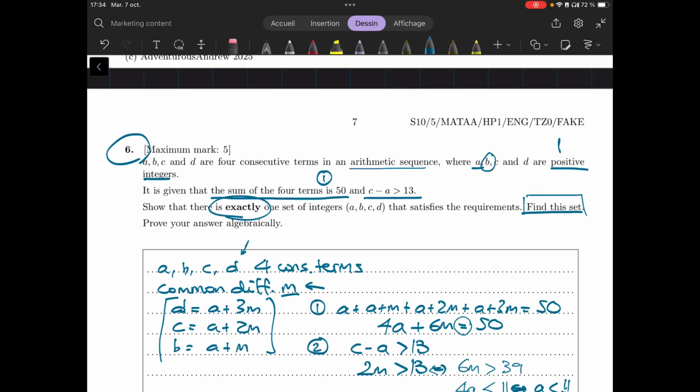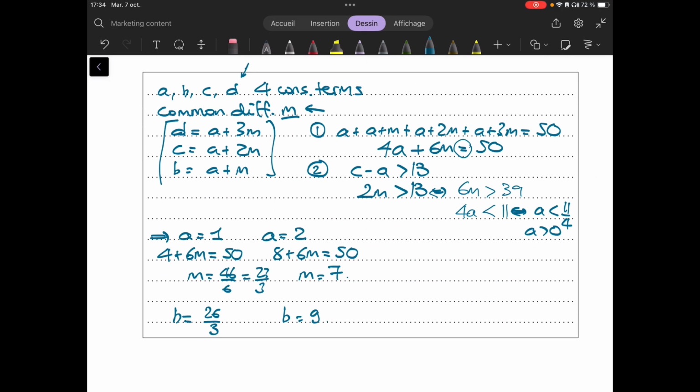We are also given that B is a positive integer, so this is not a possibility because it is not an integer. Thus, M has to be equal to 7. If A is equal to 2 and M is equal to 7, B is equal to 9, C is 16, D is 23. And the only set A, B, C, D is 2, 9, 16, and 23.